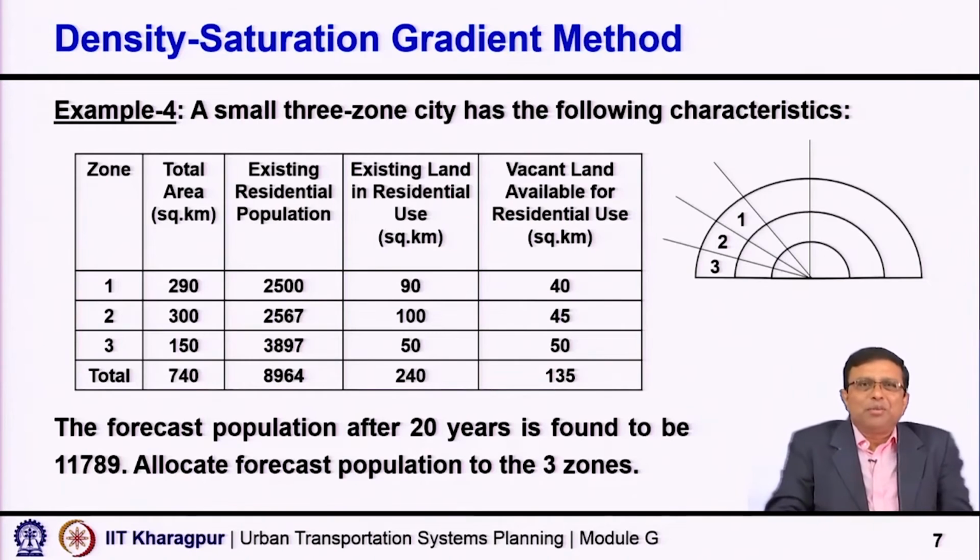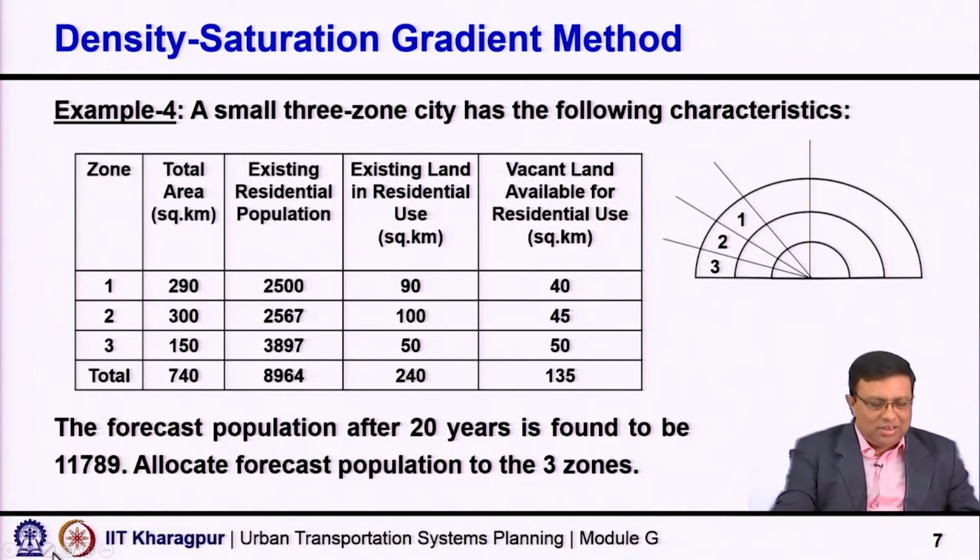Let us take a small example. Let us say a small 3 zone city has the following characteristics, but we want to make it a little bit simple. So, look at the figure on the right side. Here the first ring, suppose this is the city center, that is our city center, and this is ring R1, this is ring R2, this is ring R3.